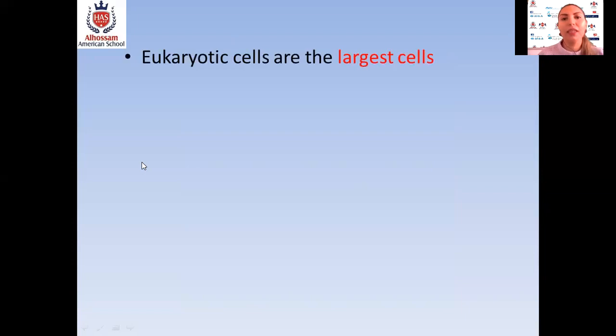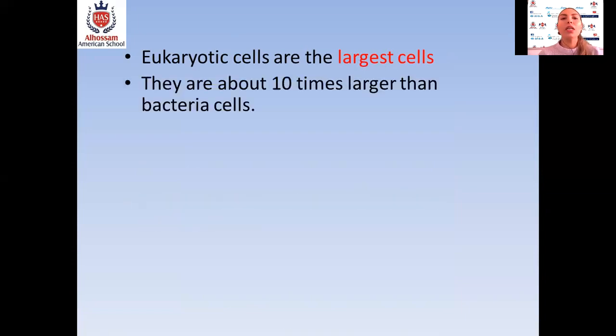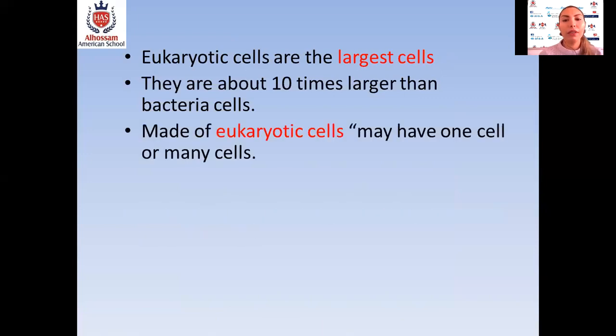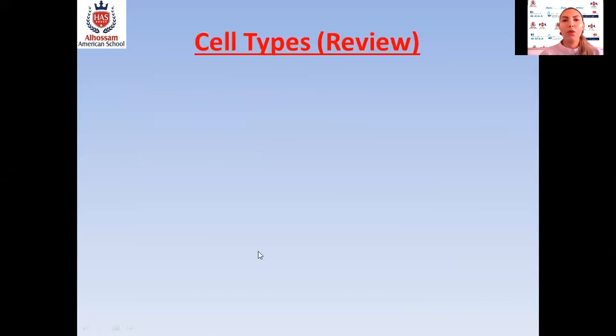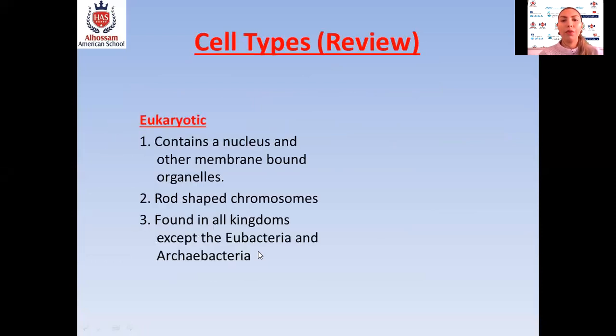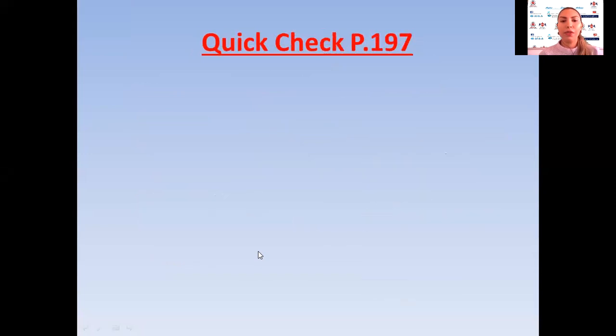Eukaryotes are larger than prokaryotes, about 10 times larger than bacteria cells. They are made of eukaryotic cells found in plants and animals, and may be one cell or multicellular, more than one cell, like yeast, and multicellular organisms like plants and animals. And this is the comparison between both of them. We said them already, so we skip it.